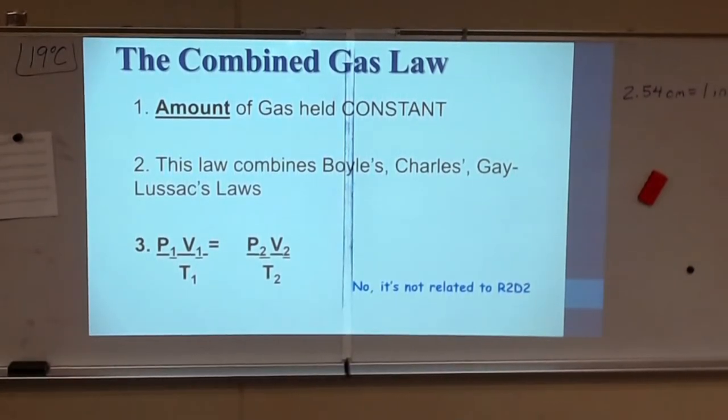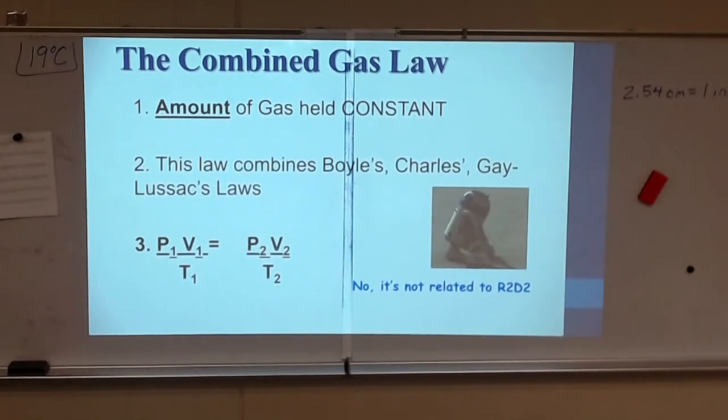Stop. Let me say this again. P1 times V1 over T1 equals P2 times V2 over T2. Right. See, but now you remember.